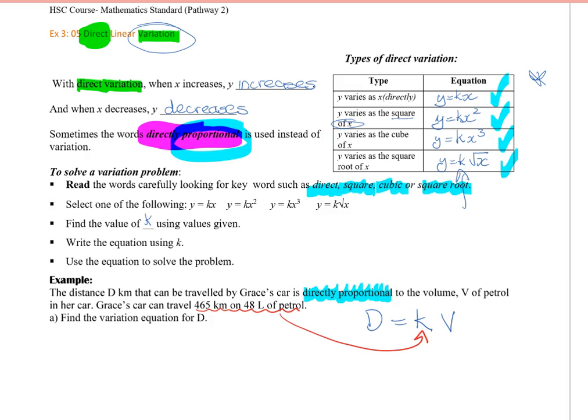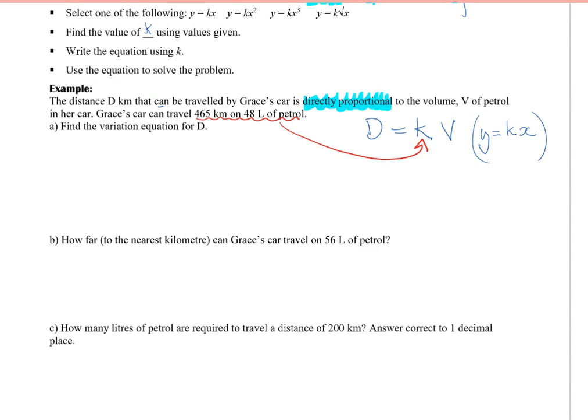If they don't make a suggestion, you could stay with your Y and your X. So your first line would have been something like Y equals KX, as I've shown there. And eventually we would replace the Y with a D and the X with a V. So, to find the variation equation for D.